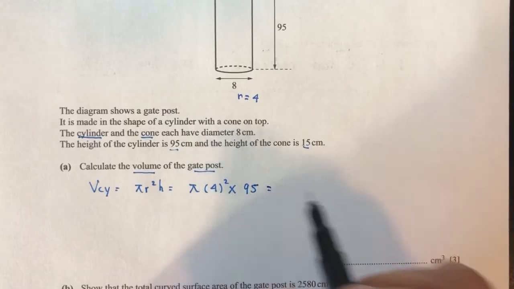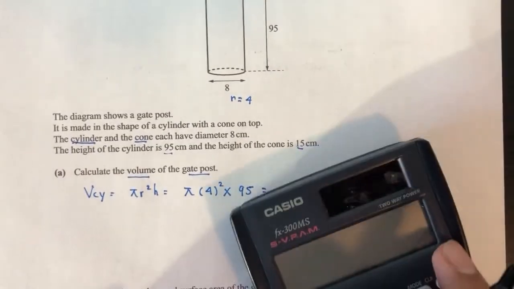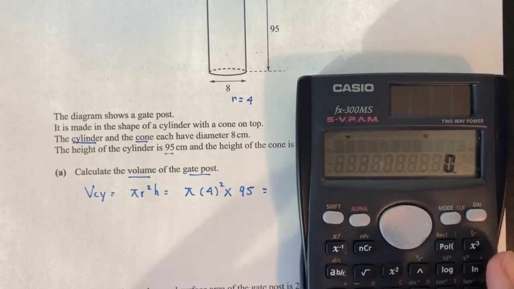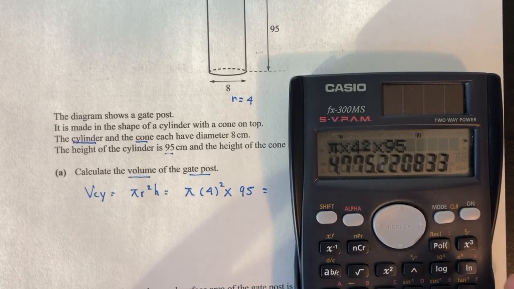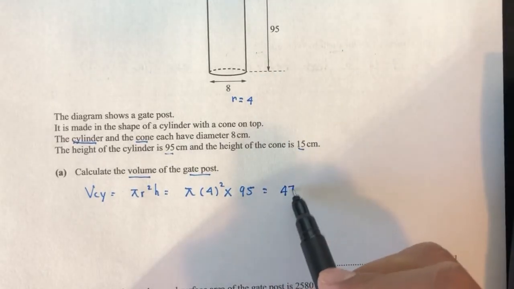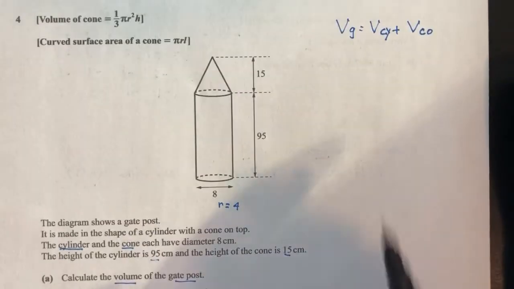So now let's simplify this. You can use your calculator for this one. So you will have pi times 4 square times 95. That will be 4775.22. Okay, so 4775.22.